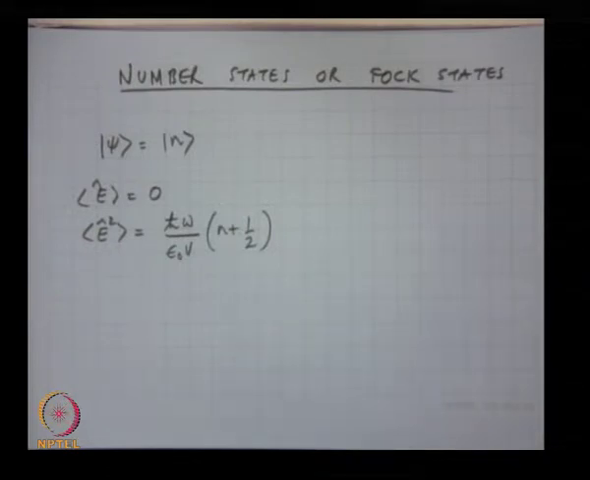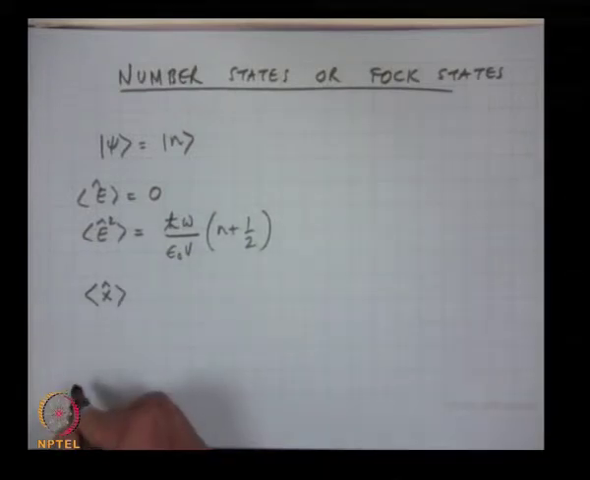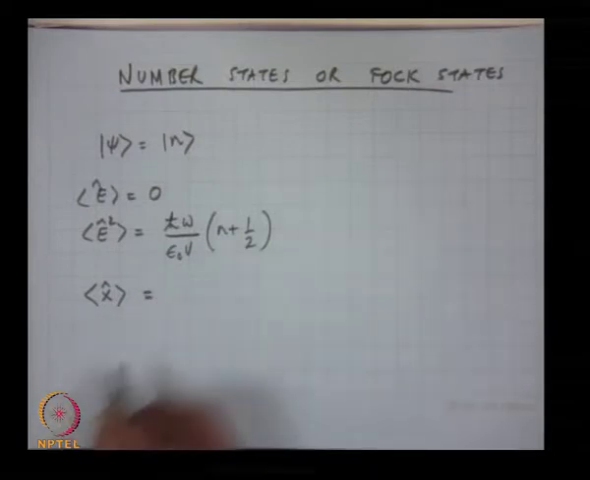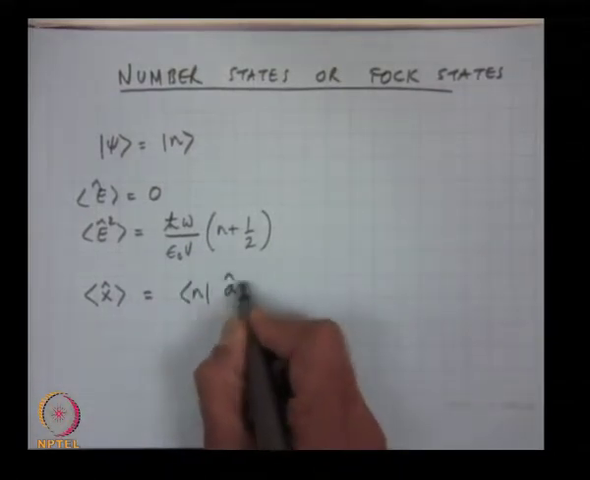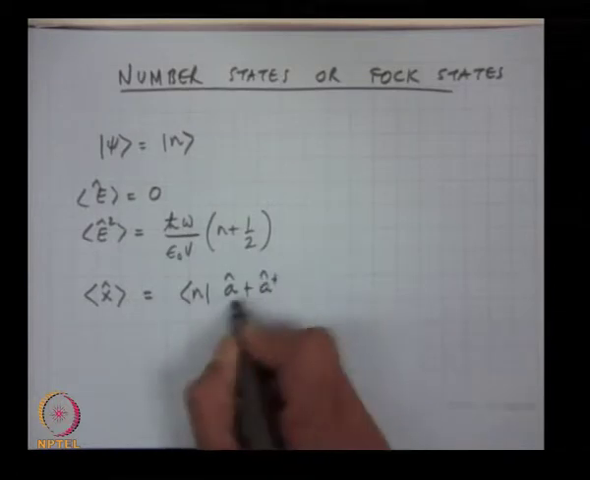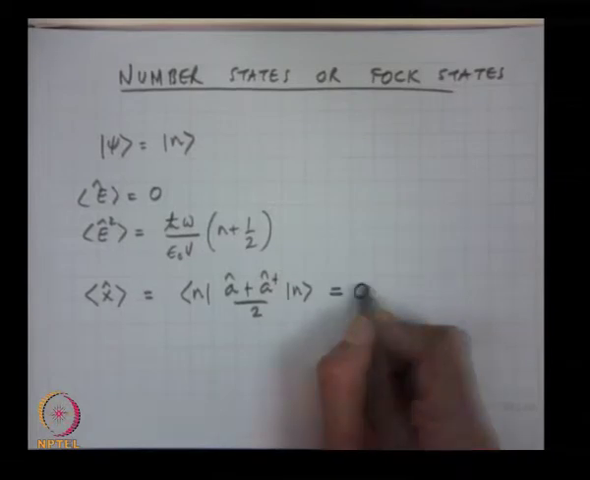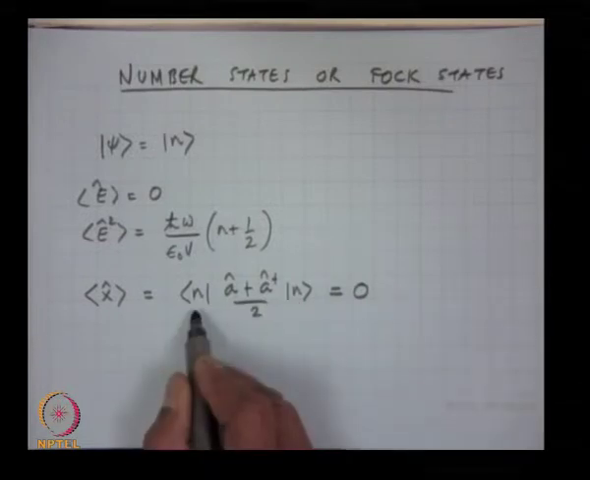Actually, you can also calculate the expectation value of x and y, the quadrature operators. What will be the expectation value of x? Remember, this is <n|(a plus a dagger)/2|n>, which will be 0, because a acting on |n> gives you |n minus 1>, and a dagger acting on |n> gives you |n plus 1>, which is orthogonal to the n state.